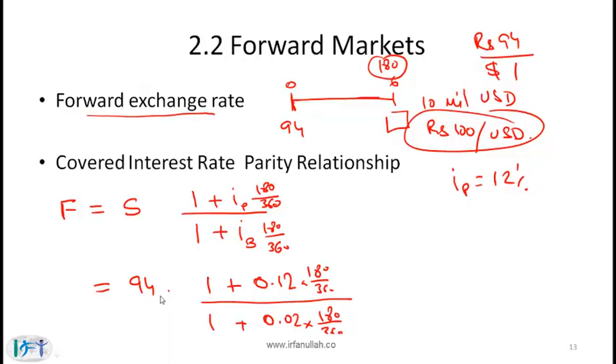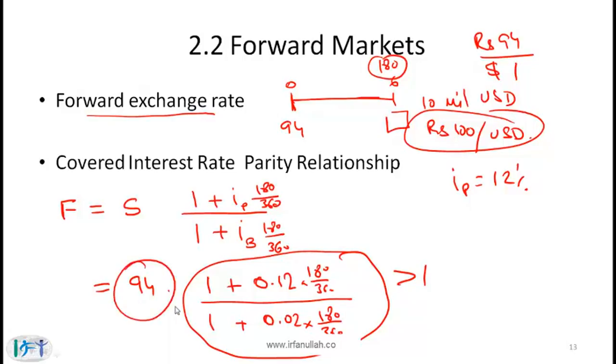So when we do the math, we will get the 6-month forward rate, and note that the forward rate is going to be higher than the spot rate. So when the base currency has a low interest rate relative to the price currency, then this fraction obviously is greater than 1, and that essentially means that the forward rate is going to be more than the spot rate.